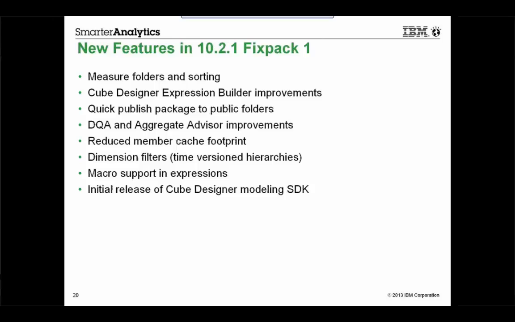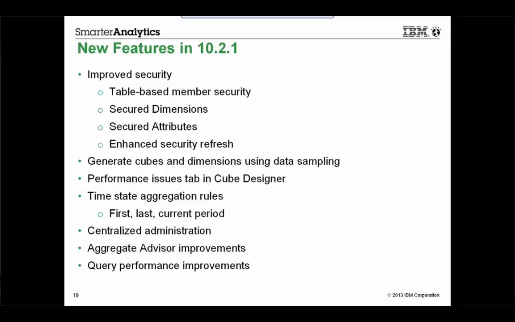Okay. So that's kind of the overview of the technology of Dynamic Cube. Now I'm going to highlight a few of the new features that just came out this past year with version 10.2.1. So we have improved security. Previously in version 10.2, which came out last September, there was just member security. Now we have the ability to define security based on a lookup table that might be in the customer's warehouse already. Several customers already have lookup tables or security tables that they join to, and this ability allows them to do that with Dynamic Cube.